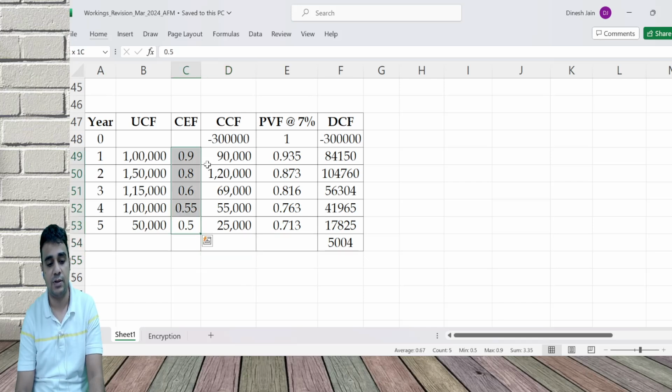The problem is this has a lot of subjective element. So that is why RADR is more popular. RADR is popular because it's easy to adjust the discount rate rather than adjusting the cash flow.